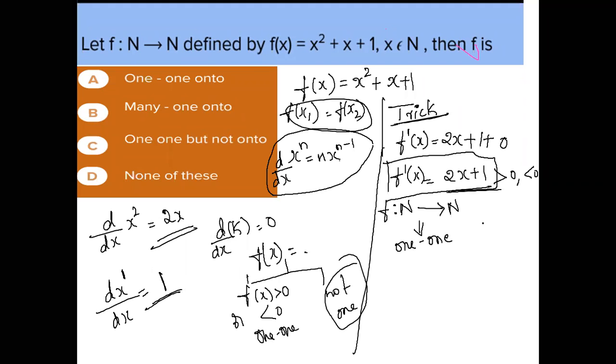It is 1-1 because the derivative is always greater than 0 in the entire domain. The values do not fluctuate. It is not sometimes positive and sometimes negative. If it is always positive or always negative, then we can say the function is 1-1.